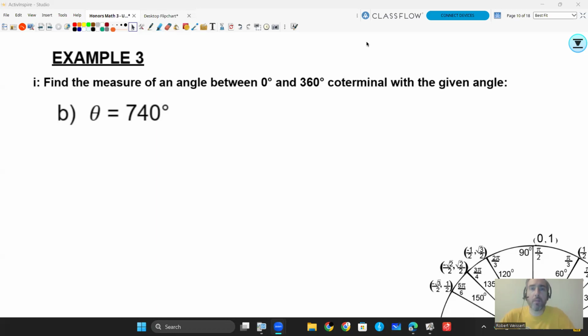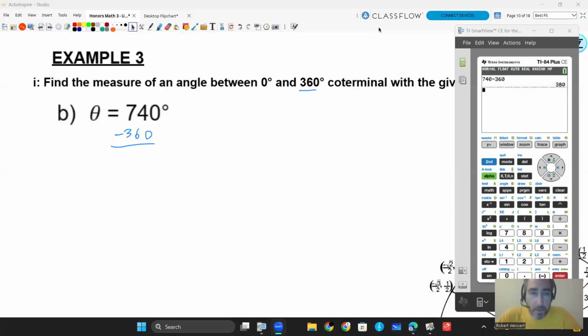In this example, we want to find a measure of an angle between 0 and 360 that would fall on the unit circle and be coterminal with the given angle. Coterminal angles are going to be increments of 1 full rotation, or 360 degrees. So I'm going to look at my 740 and realize that's too high. The first thing I need to do is subtract 360 and see where I lie. You'll get 380, which is too big, so we have to keep going. Just subtract until you get a number between 0 and 360.